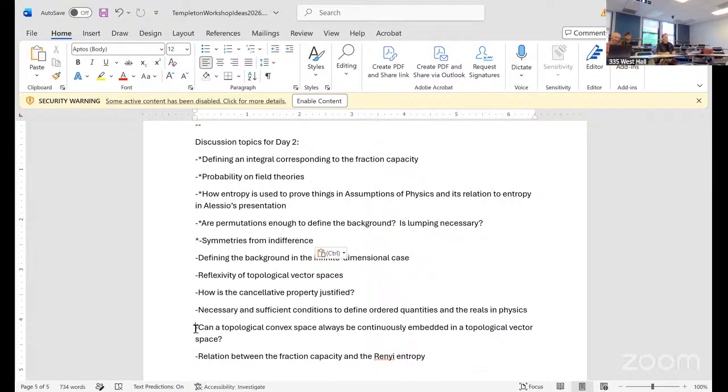So going through the necessary and sufficient conditions to define ordered quantities. Actually, I think it's easier if I share the book because those things are going to be easier.